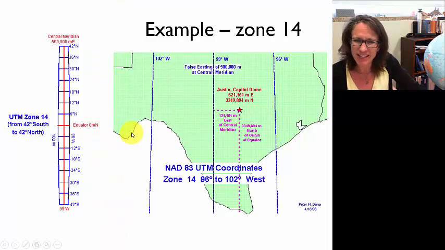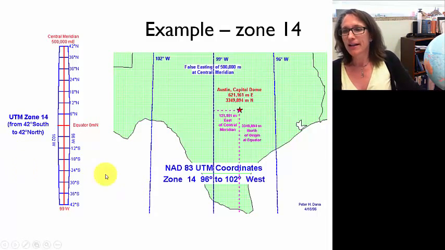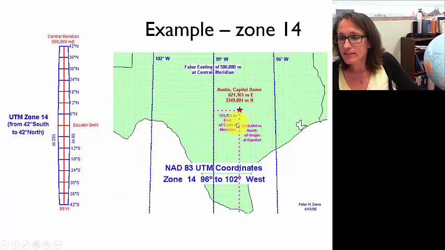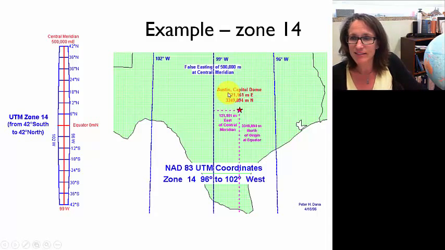over here. It's actually off this slide. And the northing for the Austin Capitol Dome is 3,349,894 meters north of the origin, which is at the equator. So notice the northing is a much bigger number than the easting. So pretty much if you're in the United States and you're using the UTM grid and you don't know which coordinate is your northing and which is your easting, your northing is going to be the bigger number.